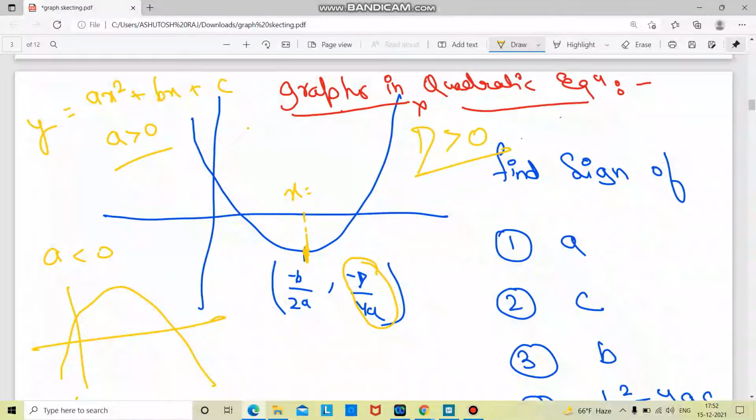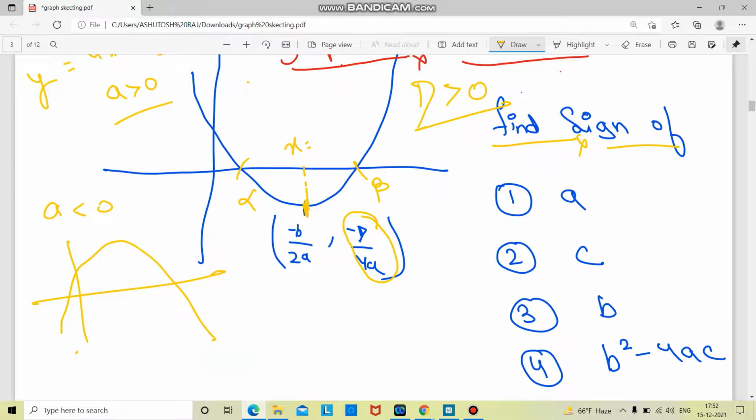If d is greater than 0, then it has distinct roots, which are alpha and beta. So d is greater than 0 in this particular graph. Now by seeing this graph, we have to find the sign of a, b, c and b square minus 4ac. These are a few questions which we can do.